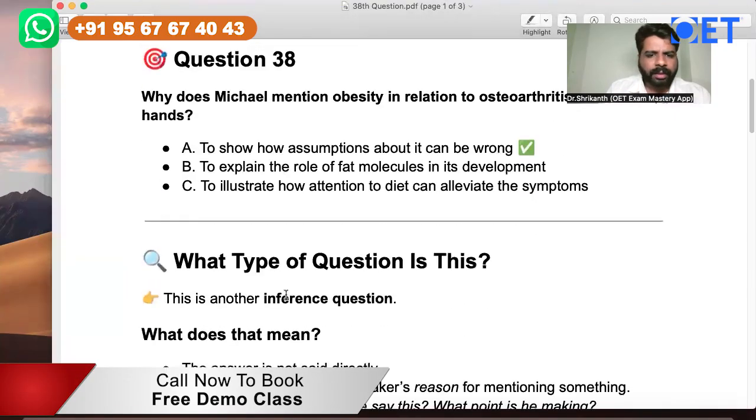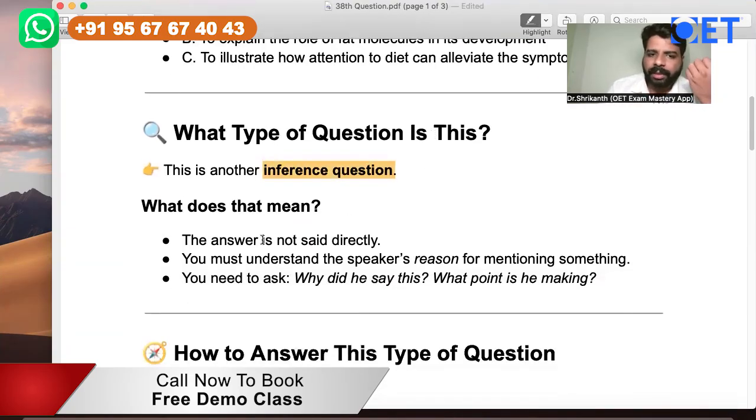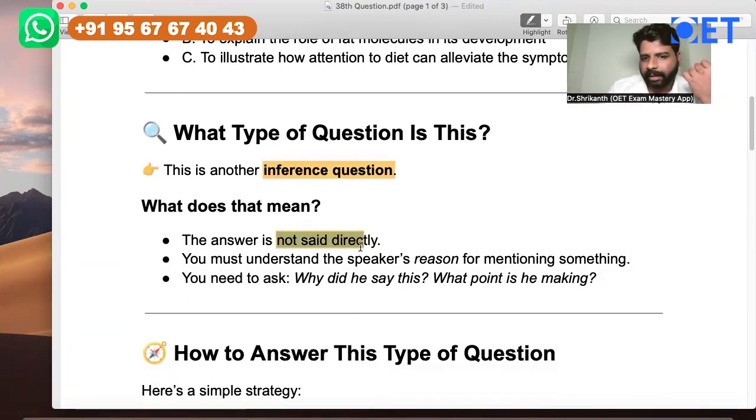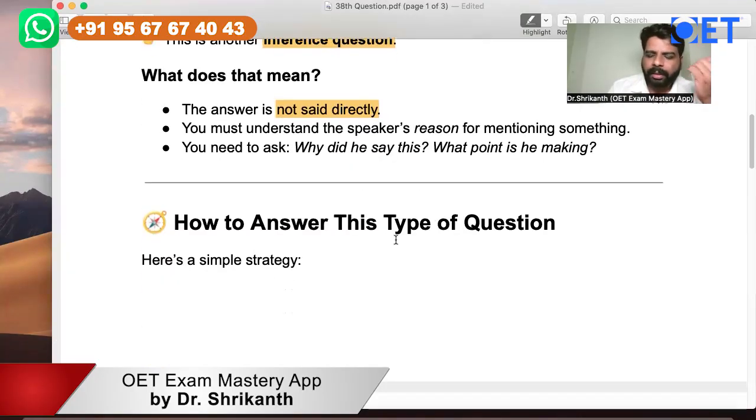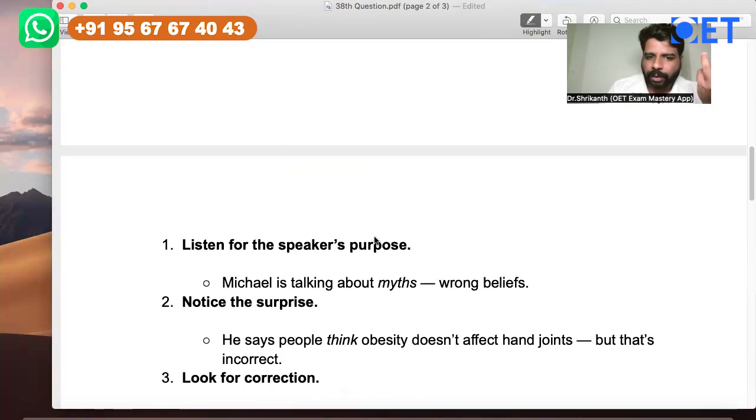Over here, this is an inference type question. If you have to understand what question we're dealing with, the inference type question means the answer is not said directly. They will not say the answer directly, but you have to infer it. You have to use your logical reasoning to come to your own conclusion. And there are certain strategies over here.